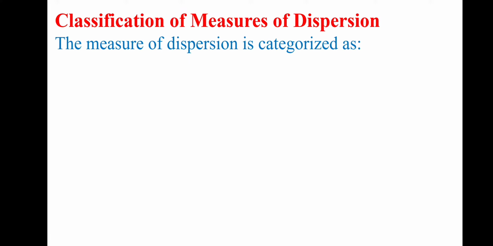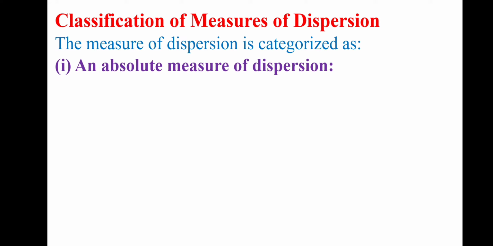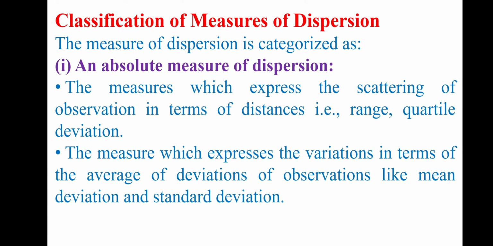Classification of measures of dispersion. What are the different types? They are categorized into two types. One is absolute, another one is relative. First one, absolute measures of dispersion.